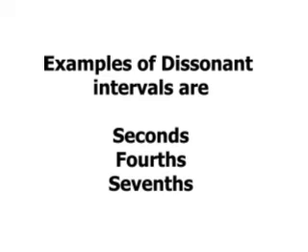But if we have consonant interval, they sound like this. Interval of a third, which is a consonant interval, will sound like this. It sounds satisfying. Interval of a fifth, satisfying. Interval of an octave, satisfying. So these are consonant intervals. So we have dissonant and consonant intervals.